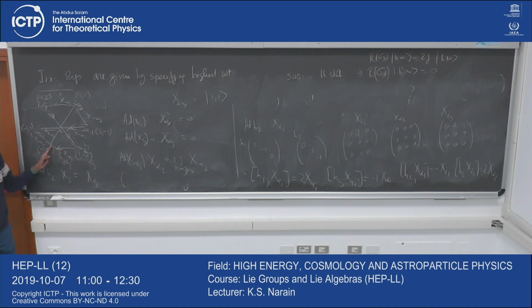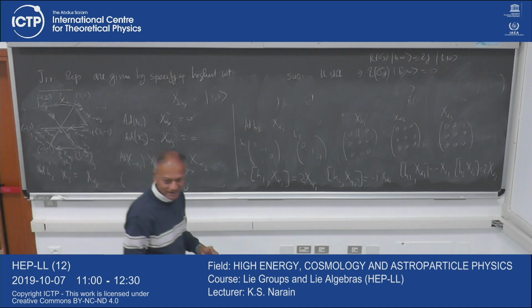Or this and this must have the same multiplicity because it's a doublet. So each one of these guys has multiplicity 1, and this has multiplicity 2. So just counting the number of ways is not good. I mean, one can get wrong answers. Because there are a lot of dependencies, they're not linearly independent in general.